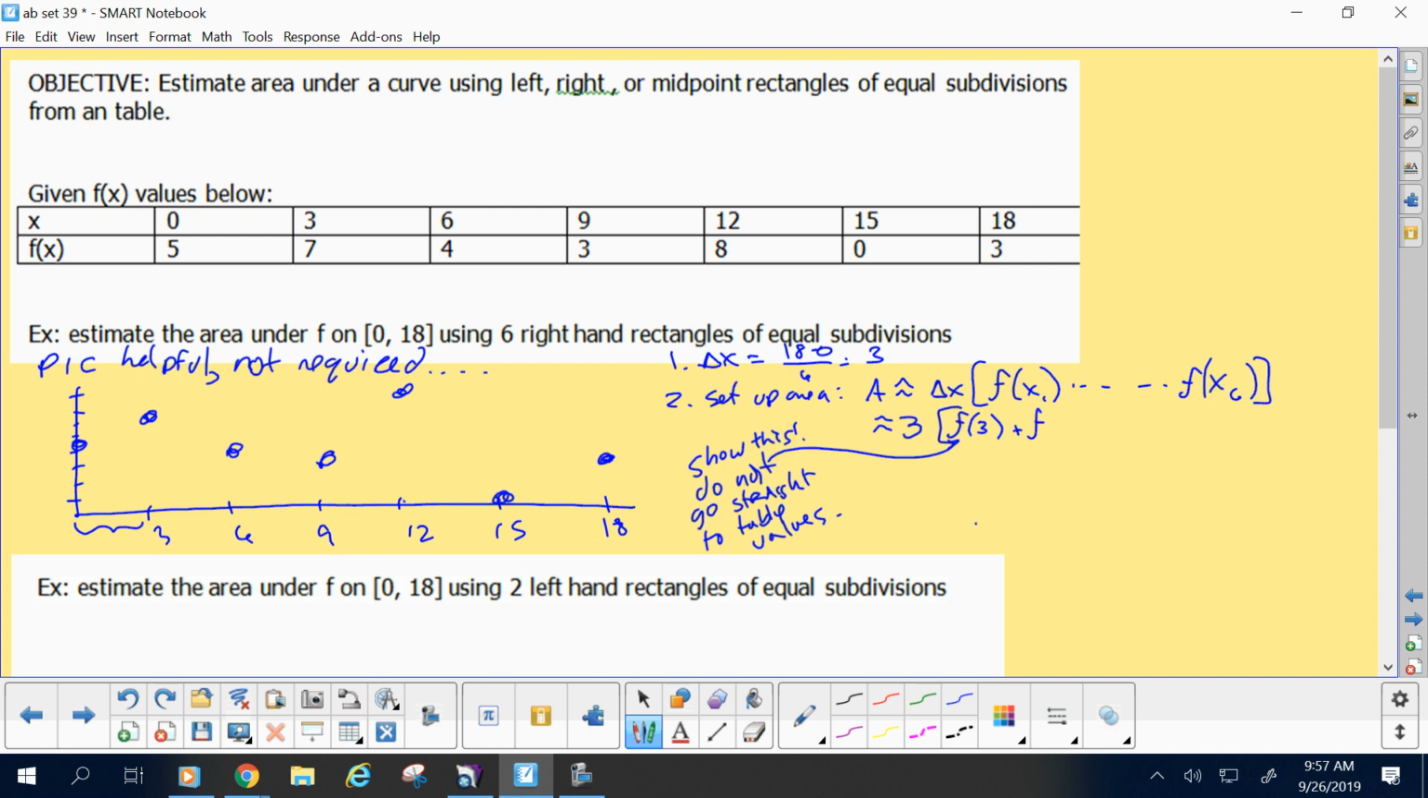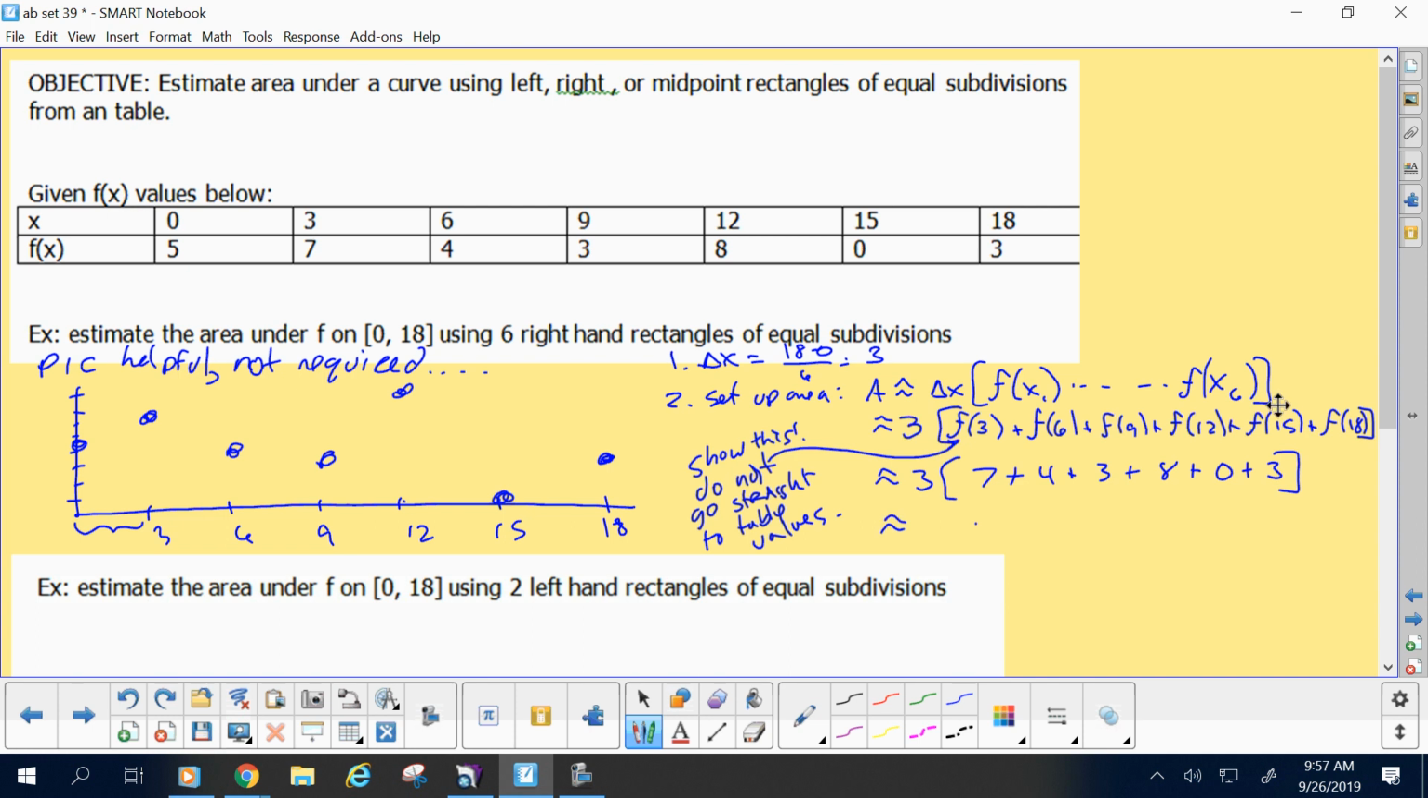F at 6, then F at, and F at. All right. Then feel free to go to the table. Basically, I'm just starting at F at 3, which is 7, and reading off. So I'm going to go 7, 4, 3, 8, 0, 3. You see where I'm coming from? You do not have to show that stuff.